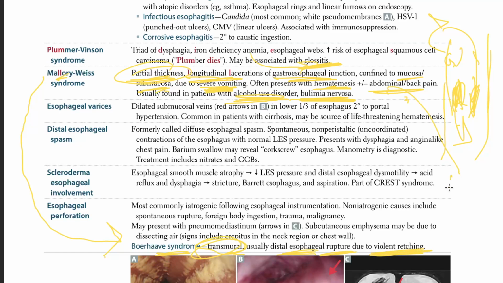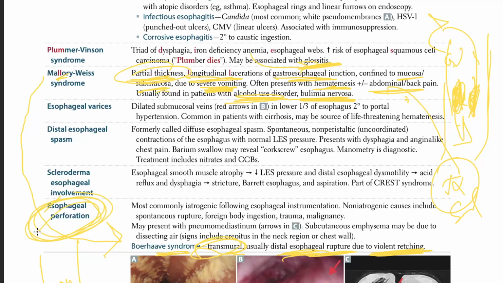So here the treatment is what? Self-limited. It's gonna heal on its own because it's only mucosa submucosal damage. Here, it's a full-blown transmural rupture. The whole esophageal rupture has occurred. That's the Boerhaave syndrome. So let's just talk about esophageal perforation.